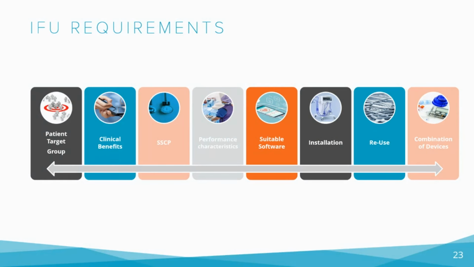Performance characteristics refer to the measurable or observable properties of a device that are related to its intended use or clinical performance. It may include, for example, the device's accuracy, precision, sensitivity, and other specifications. They may also include information on the device's durability, reliability, and safety. This information helps to ensure that healthcare providers and patients have a clear understanding of how the device is expected to perform and how it can be used to achieve optimal patient outcomes.